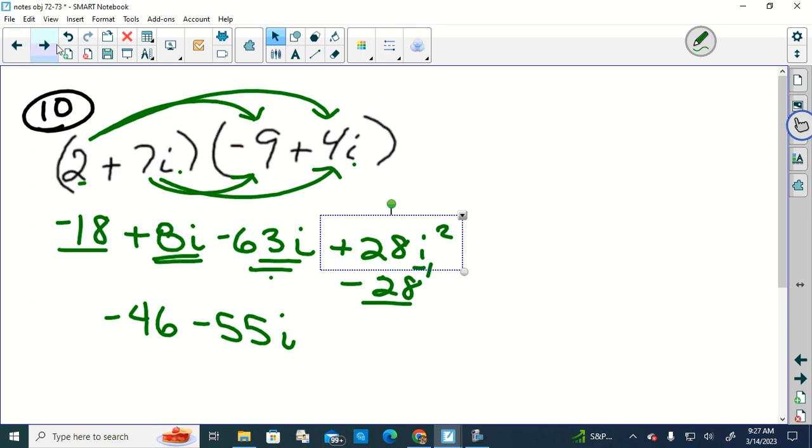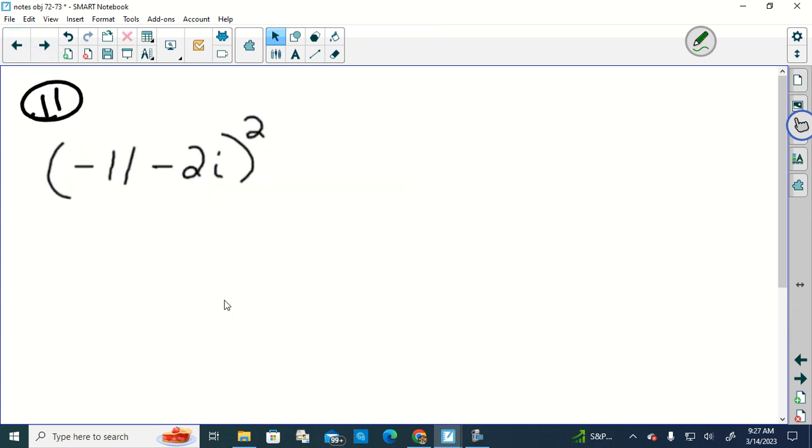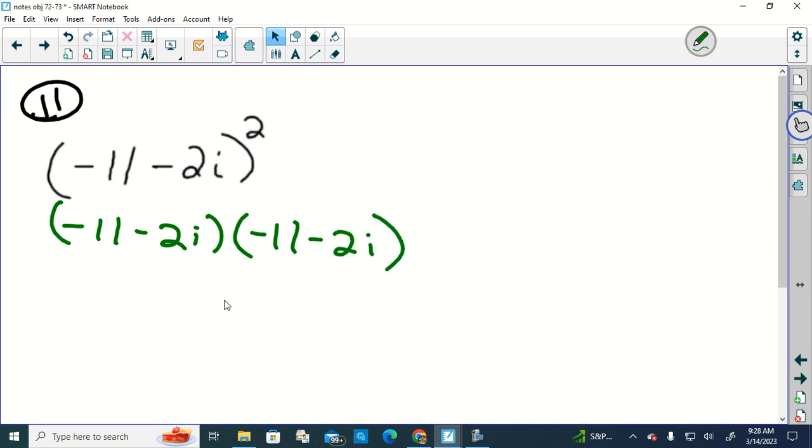Okay, I believe this is our last one. So this is the same as the previous one, except the way they wrote it, they didn't write the parentheses twice. So this means that you're going to write this parentheses twice, so you can use the FOIL method to distribute it. So the top and the bottom mean the same thing.